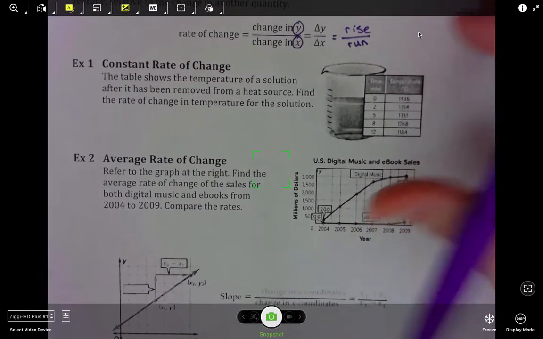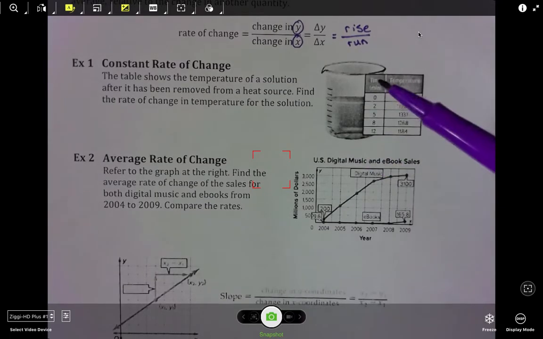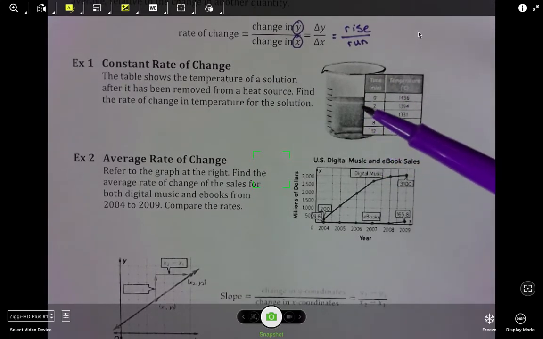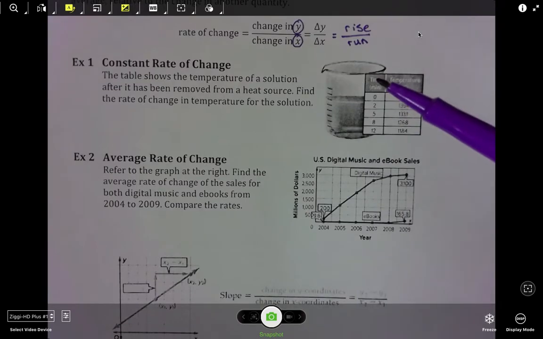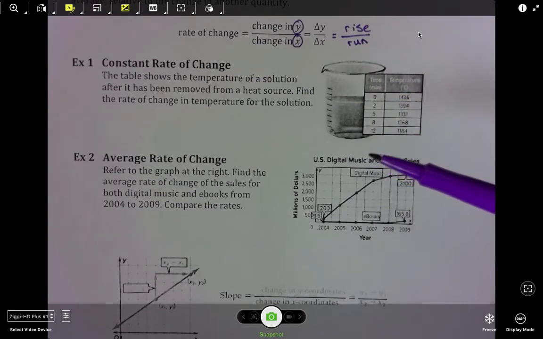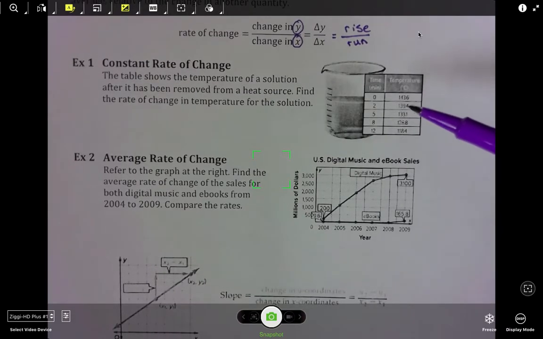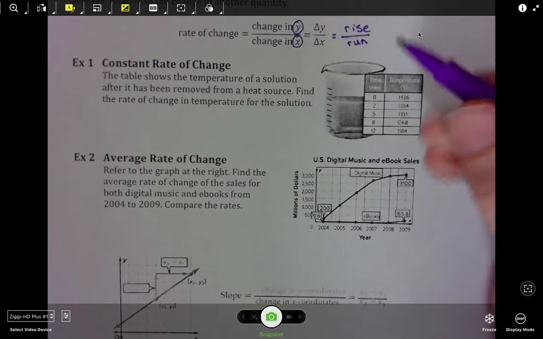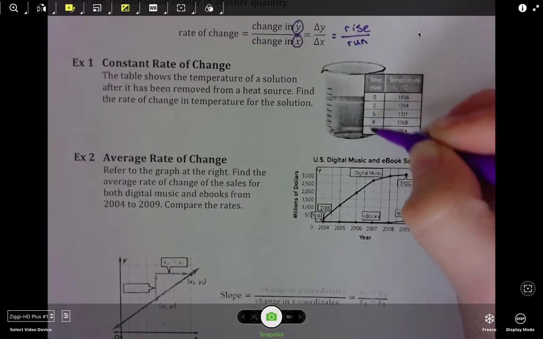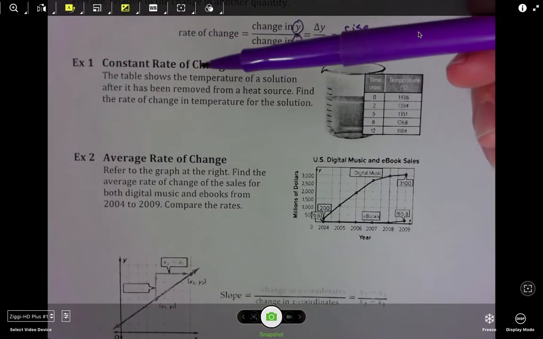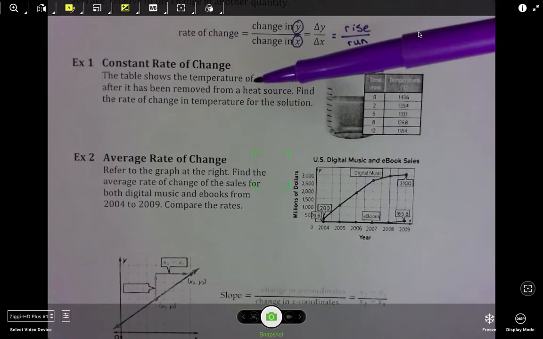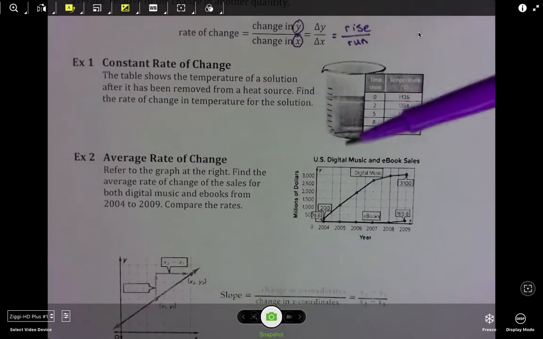So the first example they're talking about is temperature. As time is increasing, or time is going by, what is happening to the temperature? The temperature is getting lower if you look at this table here. So after 2 minutes, my temperature has decreased, and so on and so forth. So I'm just going to look at this table. It's asking us to show the temperature of a solution, find the rate of change in temperature for the solution, okay?